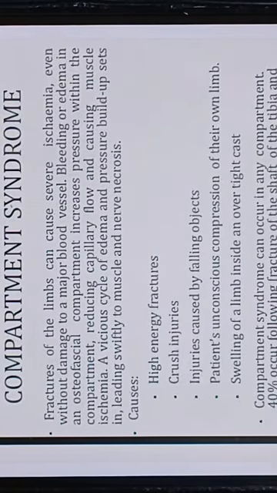Another complication is hypovolemic shock. Another complication is compartment syndrome. Compartment syndrome is very commonly seen in the lower limb, particularly in the proximal part of the tibia, and in the upper limb most commonly in the forearm. And what are the causes of compartment syndrome? High energy trauma, crush injuries, injury caused by falling objects, an unconscious patient's compression of their own limb, and swelling of the limb inside a tight cast.